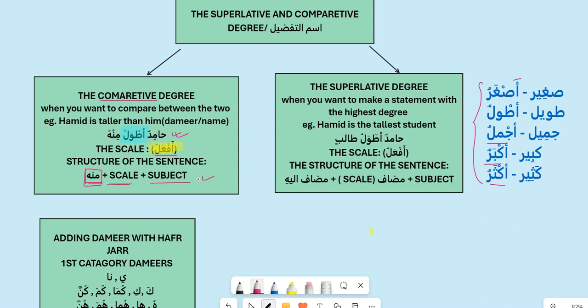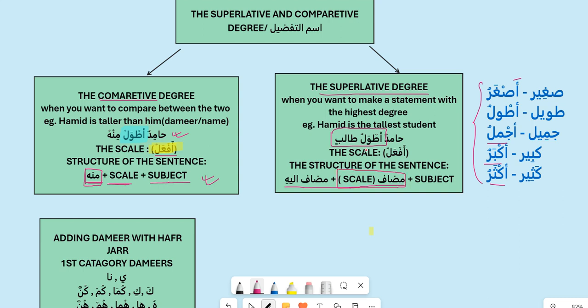Now let's come and see the superlative degree. Superlative degree, when you want to make a statement in the highest degree, what will you do? For example, I have given here Hamidun atwalu talibin. So what is the structure it's following here? Atwalu talibin. It's following the structure of mudaf and mudaf ilayhi. And mudaf is the scale. So Hamid is the subject.